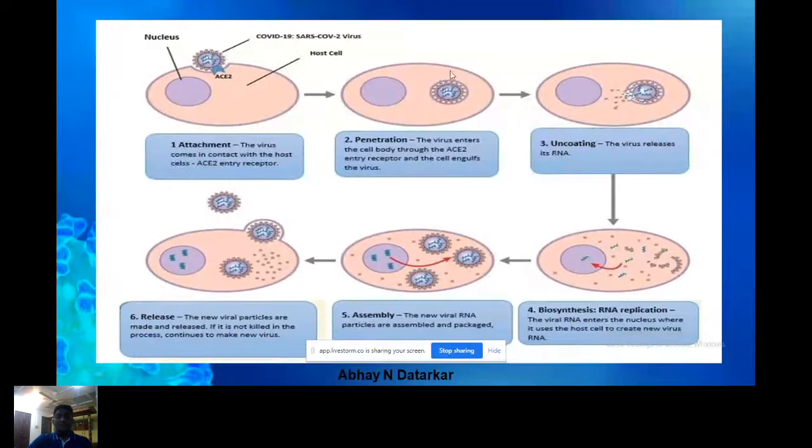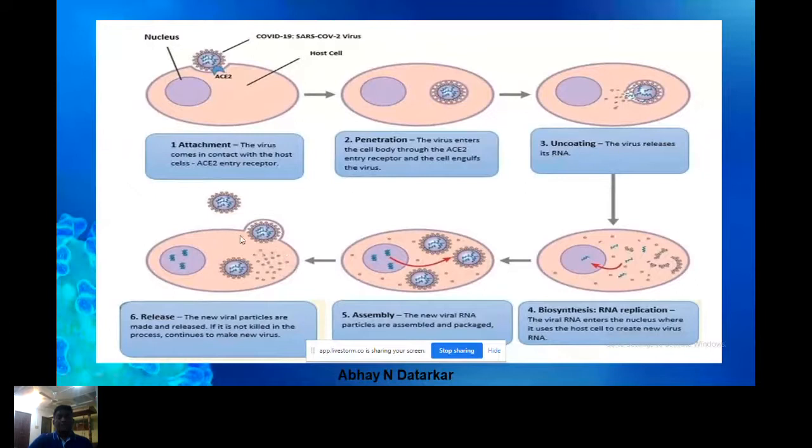Once it gets attached to the cell, it liberates its ribonucleic acid inside by breaking down that outer bilipid layer. After that, there will be biosynthesis and replication of the RNA inside the cell. After that, there will be formation of new assemblies of the virus, which will be detached from this particular mucosa or cell membrane.